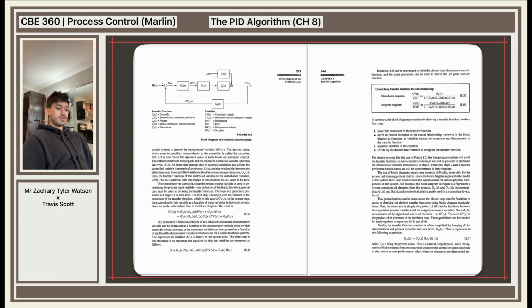So in summary, the block diagram procedure for deriving a transfer function involves 4 steps. Select the numerator of the transfer function, the output. Solve in reverse direction to the causal relationships. Eliminate all variables except the numerator and denominator in the transfer function. Separate variables in the equation, divide by the denominator variable to complete the transfer function.